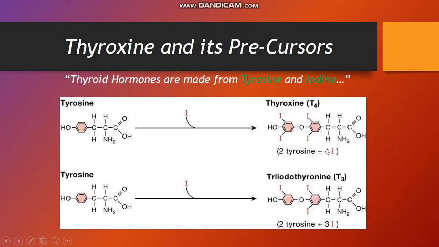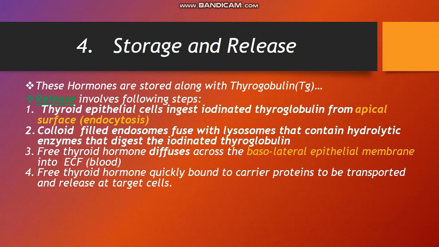Storage: these hormones are stored along with thyroglobulin, a large molecular weight protein. Release involves the following steps. Thyroid epithelial cells ingest iodinated thyroglobulin from the apical surface by endocytosis. Colloid-filled endosomes fuse with lysosomes that contain hydrolytic enzymes that digest the iodinated thyroglobulin. Free thyroid hormone diffuses across the basolateral epithelial membrane into the ECF, extracellular fluid, blood. Free thyroid hormone is quickly bound to carrier proteins to be transported and released to the target cell.